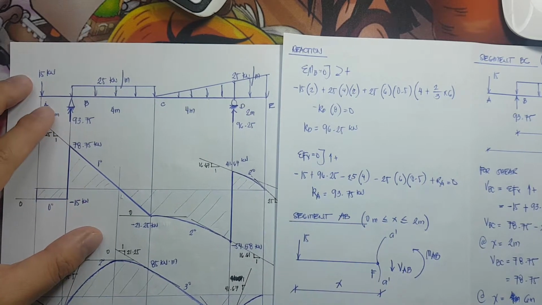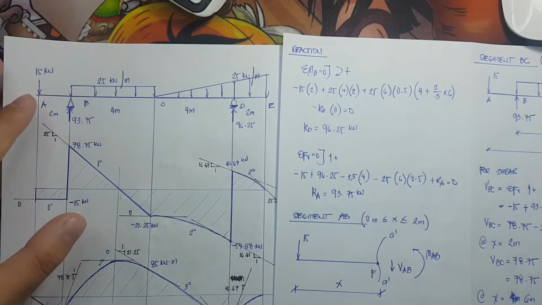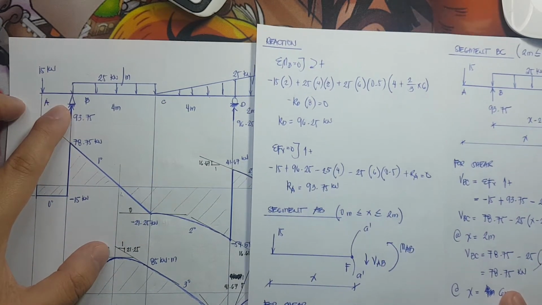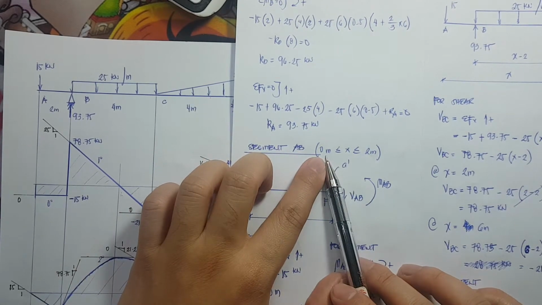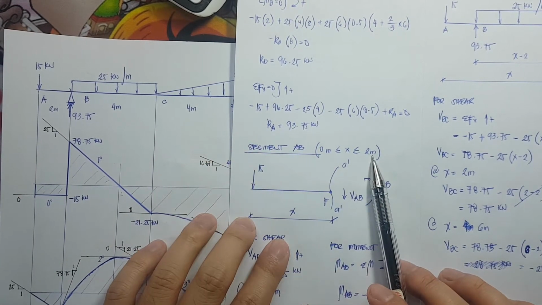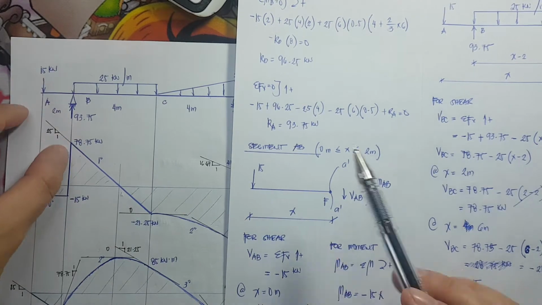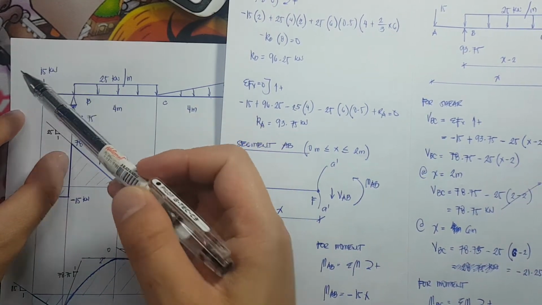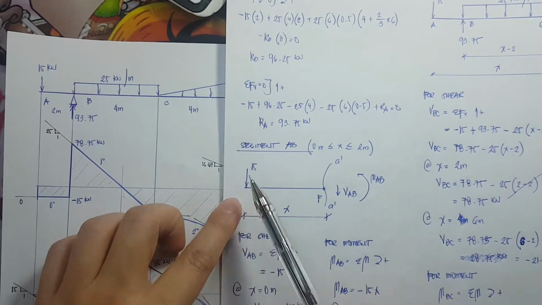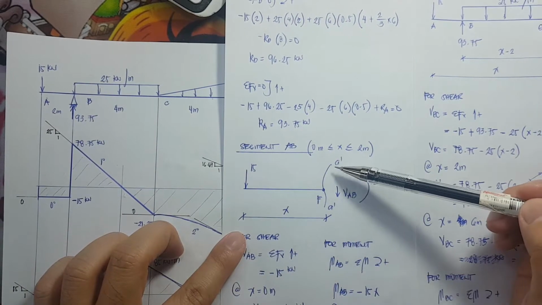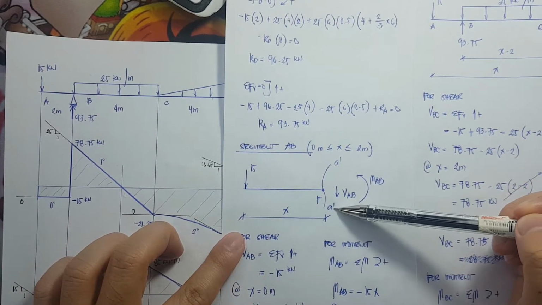Okay? So the first thing that I'll be analyzing would be segment AB. So for segment AB, the distance would be varying from 0 meter to 2 meters. Okay? So I'll cut this portion. This portion here, I will cut it. Here it is. This would be the free body diagram. So here I cut at this portion with a cutting plane AA prime.